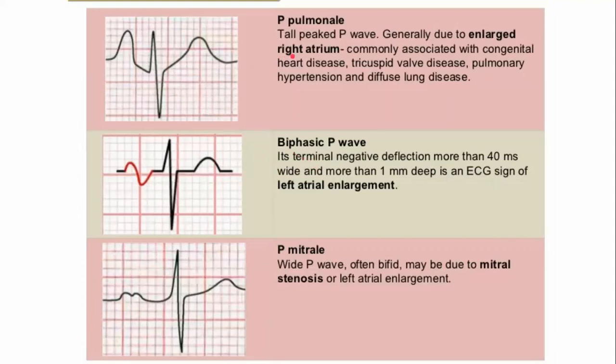P pulmonale is a tall peaked P wave. Okay, and it's generally due to an enlarged right atrium. And you see that a lot with pulmonary hypertension, lung disease for sure. A biphasic P wave goes up, goes down. Okay, associated with left atrial enlargement.